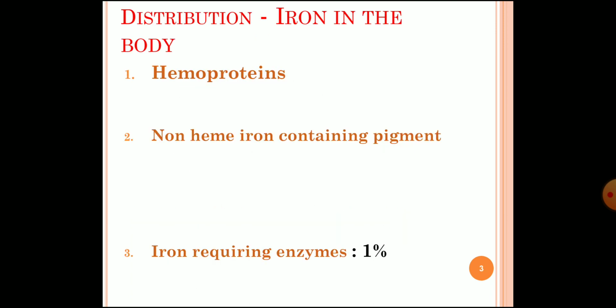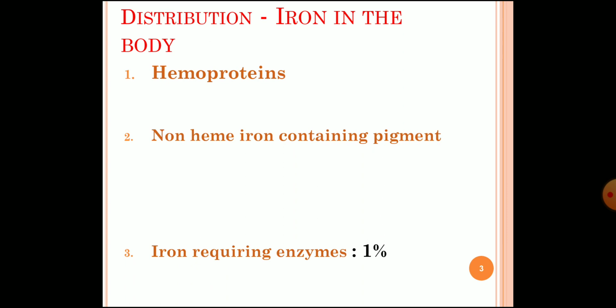Now, we'll see how the iron is distributed in the body. It is distributed as three types: as heme proteins, that is heme containing proteins, then as the non-heme iron containing proteins, where it is not heme but iron is contained in that pigment, and then iron requiring enzymes. There are certain enzymes which require iron for their action. So like that we can divide it into three types.